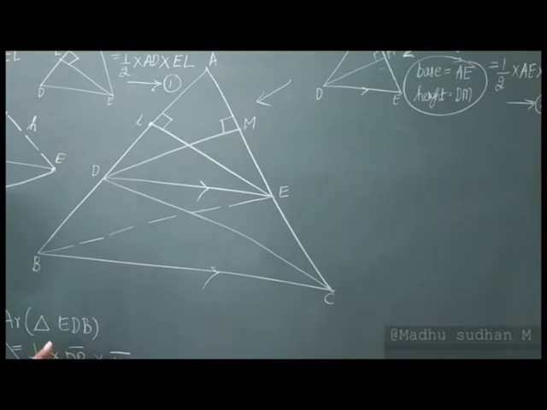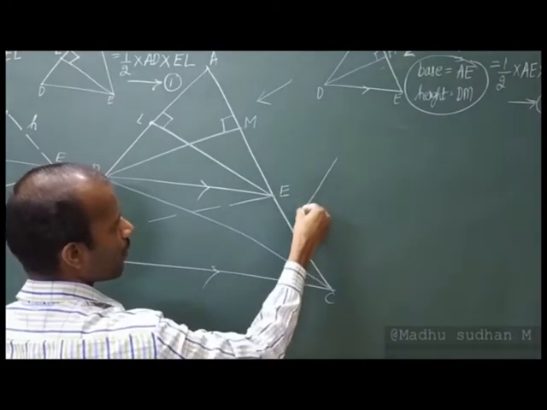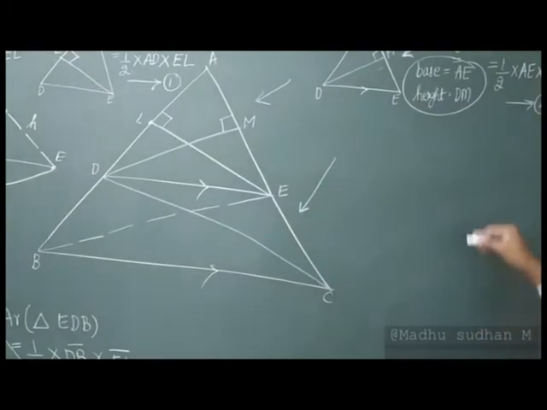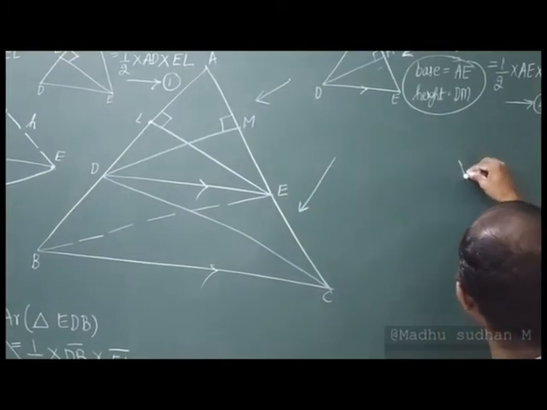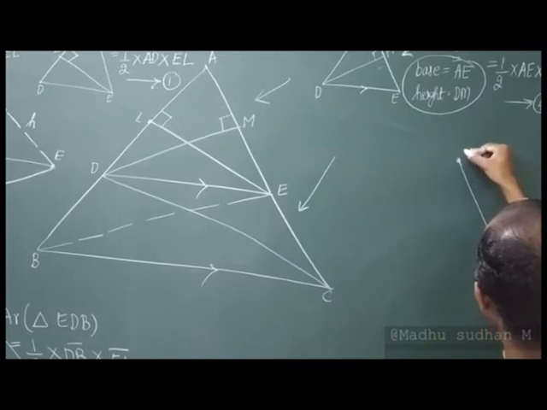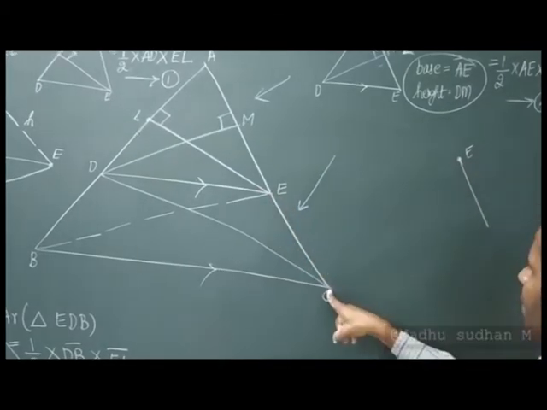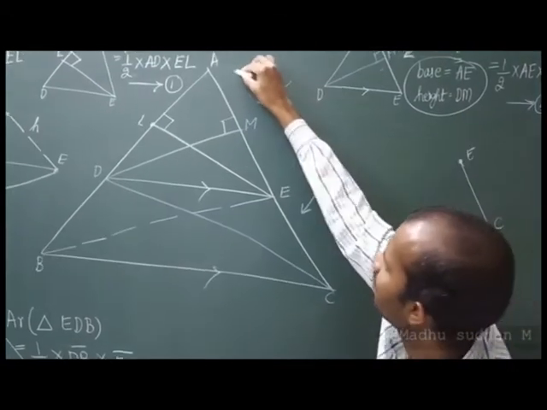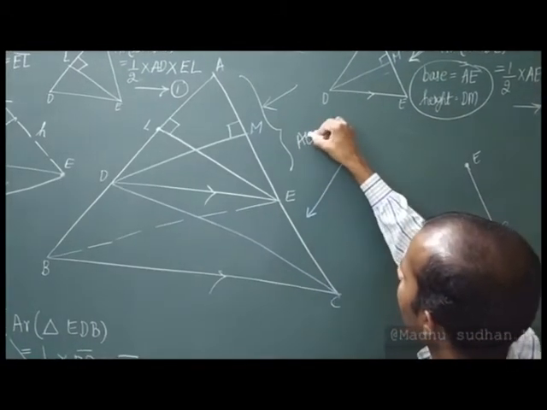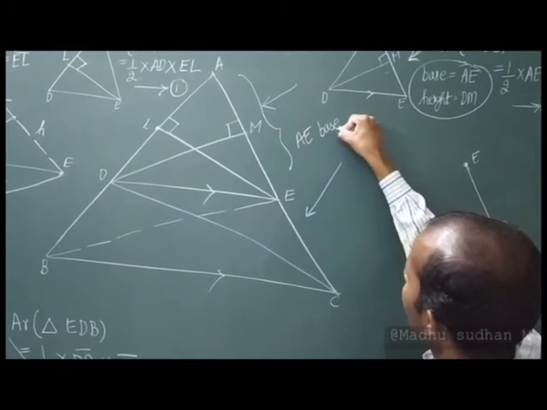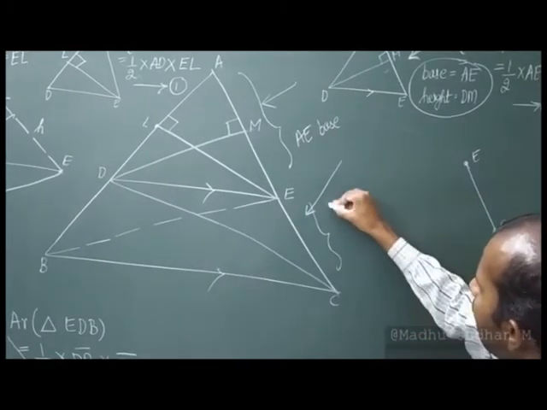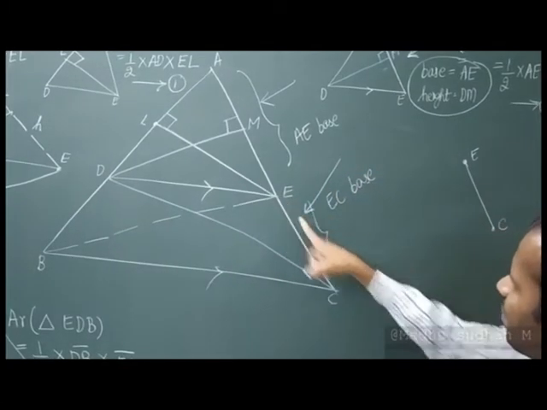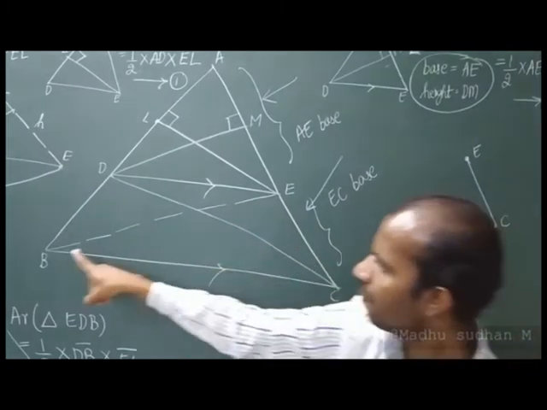So please observe here, with this EC as a base now. With EC as a base, this is my E to C. First consider this is one base, AE base, and EC base. EC as the base. Follow it with EC base. So you have B right here.